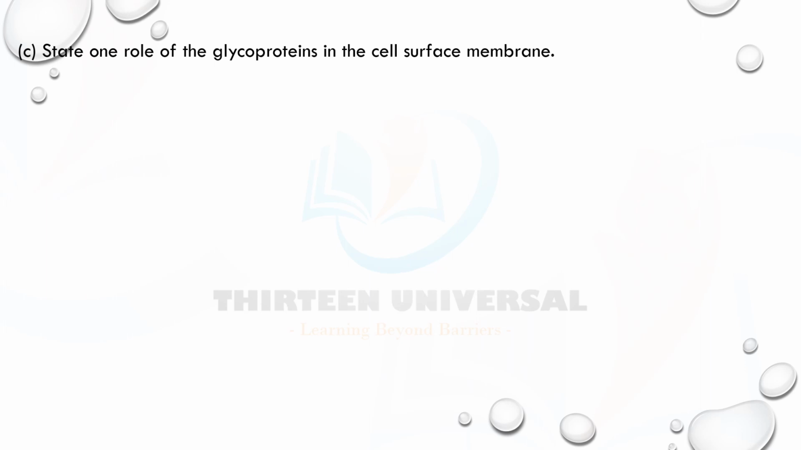Now look at the last question here. State one role of glycoproteins in the cell surface membrane. Glycoprotein has 3 roles. Let me stop. Pause the video and write down the roles first. What did you get? What are the roles? It acts as cell marker for cell signaling.